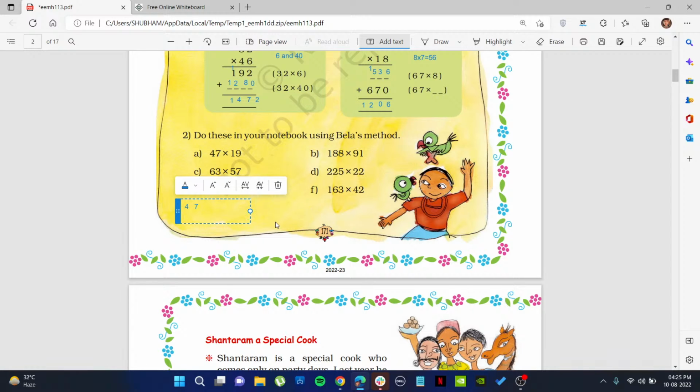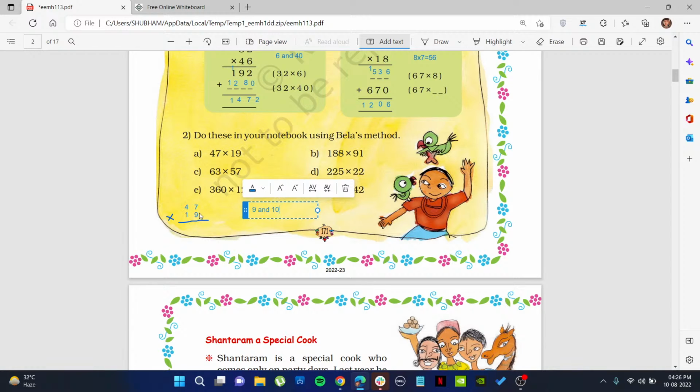So we can perform our question A here. 47 times 19. So here our first step is to break 19 into two parts, and if we do so we get 9 and 10. So we will be multiplying 47 with this 9 first. After that we will be multiplying it by 10.